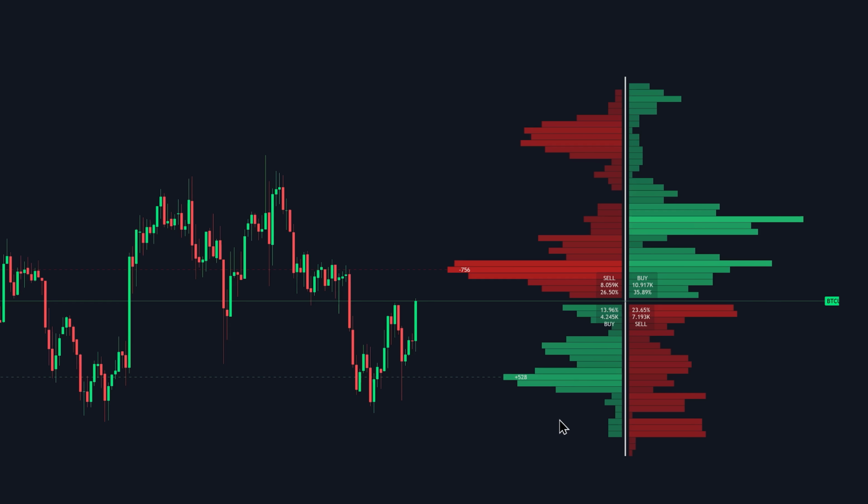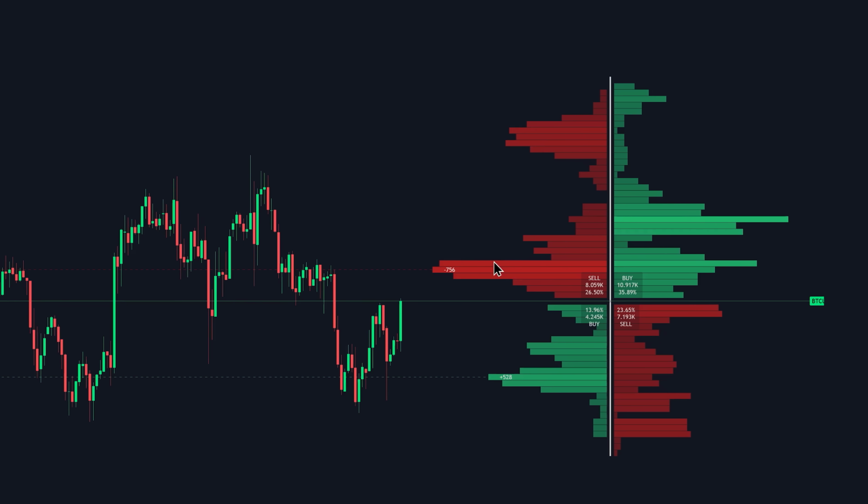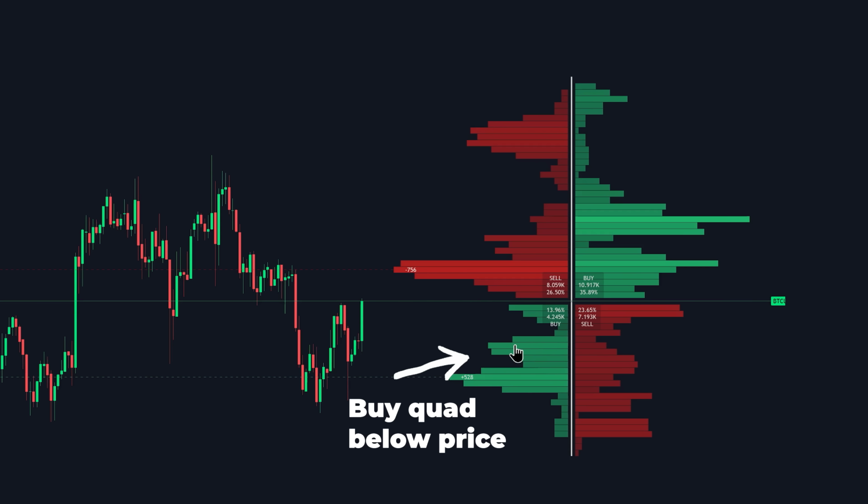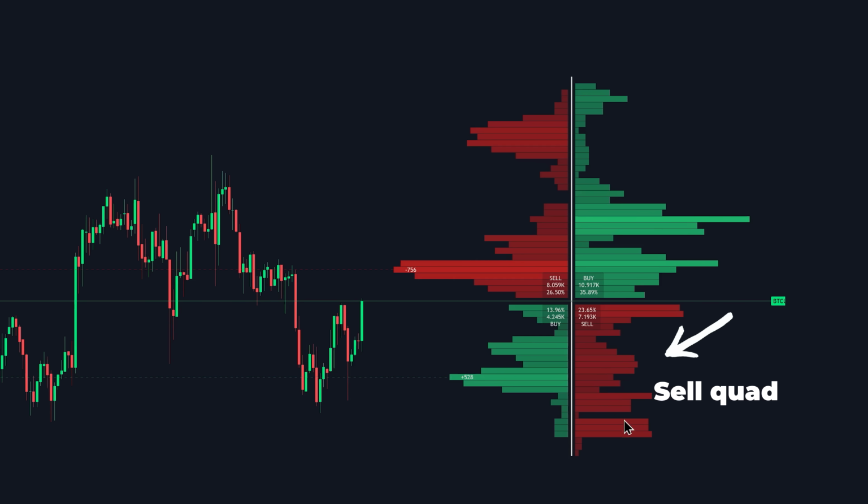Now, to the bars. They're divided into 4 for a reason. Starting at the top, the upper left shows the sell quad above price, basically bearish volume above the current price. And then the upper right shows the buy quad above price, meaning bullish volume above the current price. Below the price, we have the lower left, which is the buy quad below the price, basically meaning bullish volume below the current price. And then lower right is the sell quad, which basically is the bearish volume below the current price.